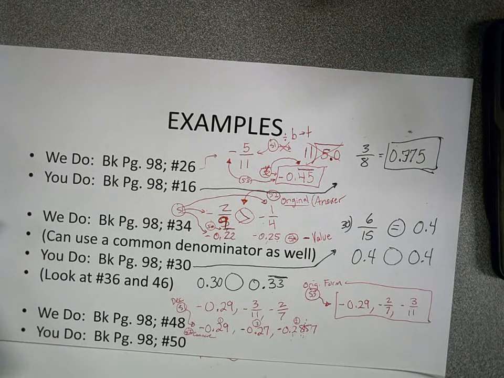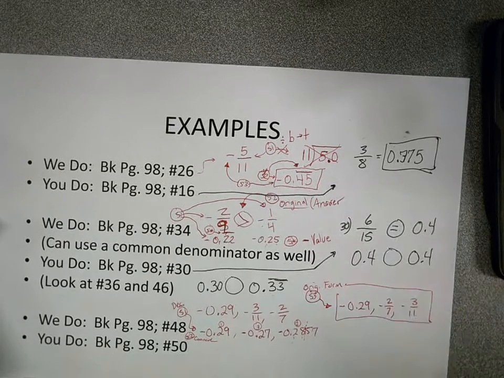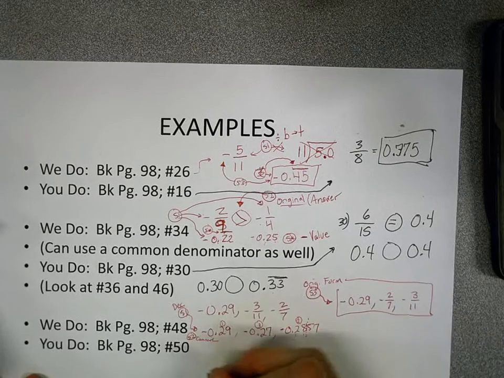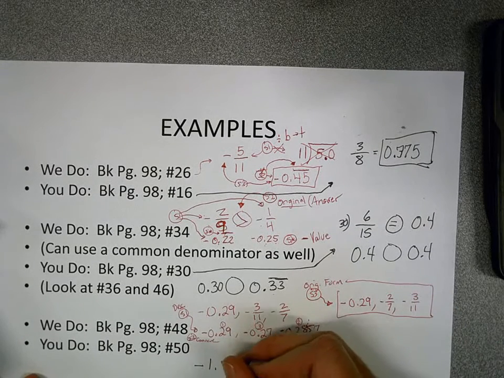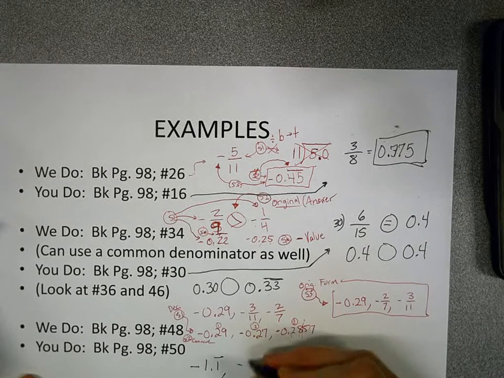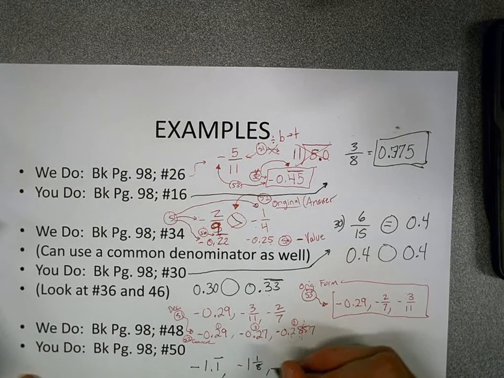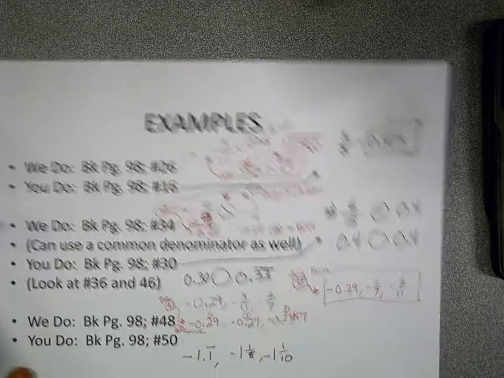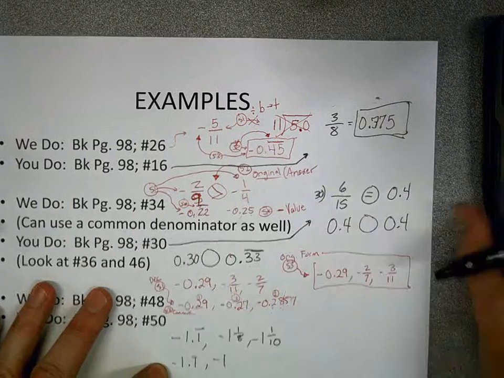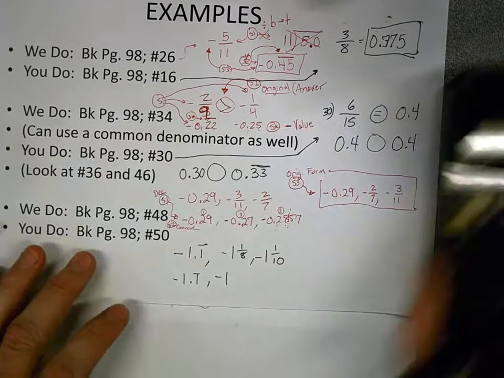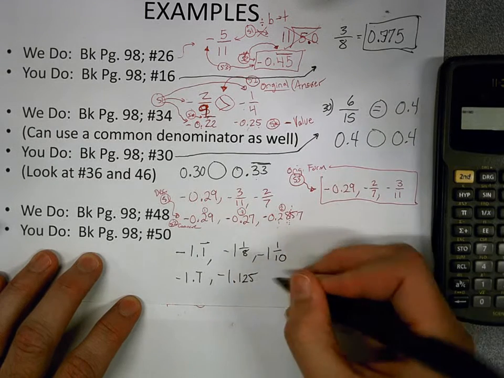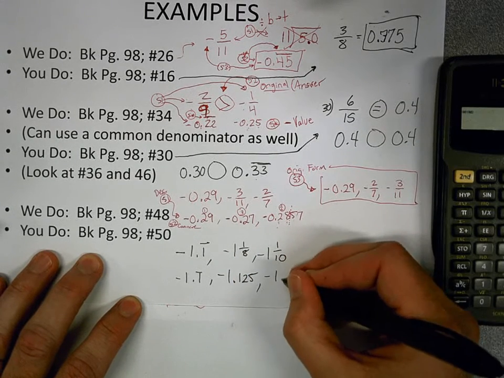Guys, because of time, I want to do this really quickly. Number 50. We have negative 1 and 1/10 in repeating decimal, negative 1 and 1/8, and negative 1 and 1/10. If I convert these to a decimal, I would have negative 1.1 repeating. 1 divided by 8 is 0.125. And then negative 1 and 1/10, there it is.